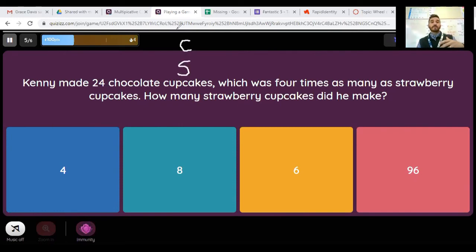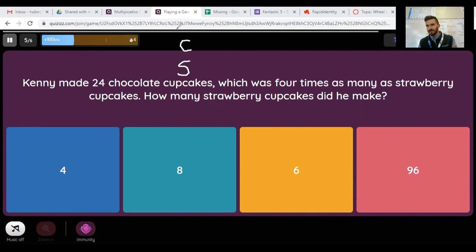So it doesn't flat out say chocolate cupcakes has 4 times as many or strawberry has 4 times as many. It says which. Sometimes it'll say that. You've got to know what it's referring to when it says those. But guys, if you just read it, kind of how it flows, it all makes sense. Kenny made 24 chocolate cupcakes, which was 4 times as many as strawberry. Now that which, it wouldn't make sense for it to represent strawberry, because would you ever say that strawberry had 4 times as many as strawberry?